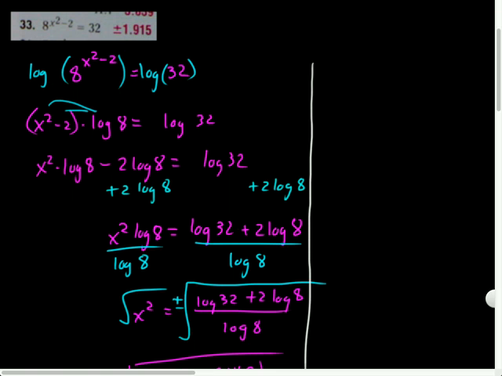Notice this particular problem, I also could have written 8 as 2 to the third. 2 to the third to the x squared minus 2 equals 32, which is 2 to the fifth. So this is 2 to the 3x squared minus 6 equals 2 to the fifth. So then I would have had 3x squared minus 6 equals 5, and then you could add 6 to both sides.